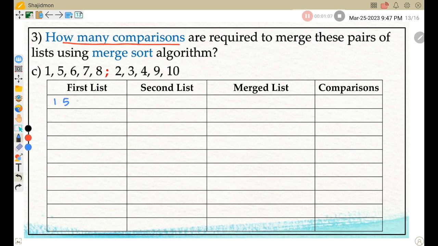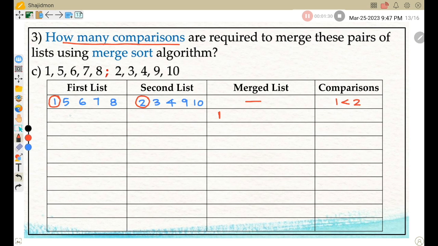1, 5, 6, 7 and 8. Second list: 2, 3, 4, 9 and 10. Correct. Now we are starting the comparison. The first number here is 1, the first number here is 2. So 1 less than 2 is the comparison. 1 we are selecting to the merged list. I can write 1 here.